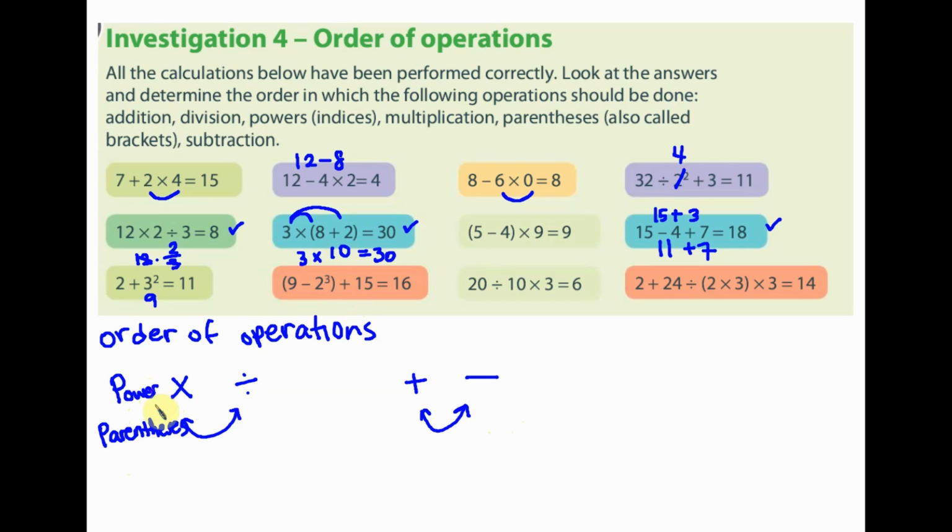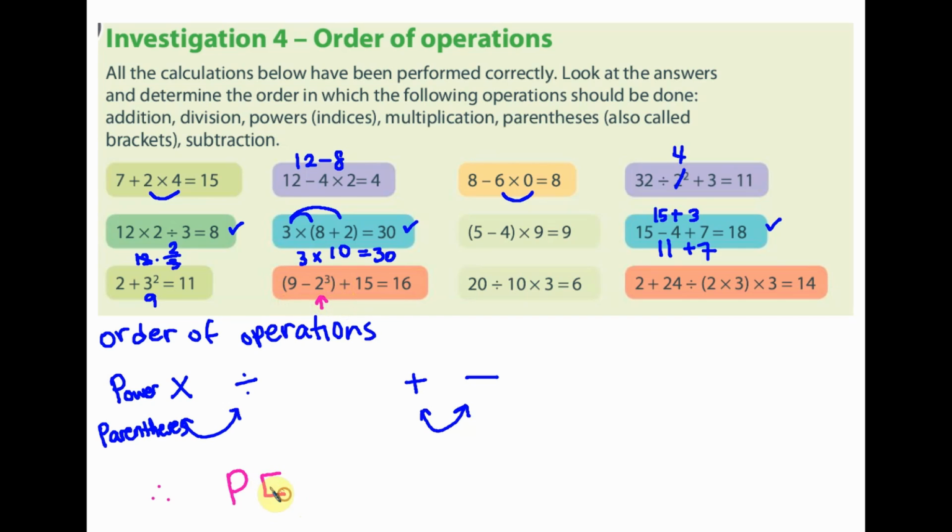Should I do powers first or parentheses first? So in here, it looks like before I do anything, I have to look at the parentheses first. Because remember, the addition is in the back of this order. So I know overall, I have to do parentheses first.